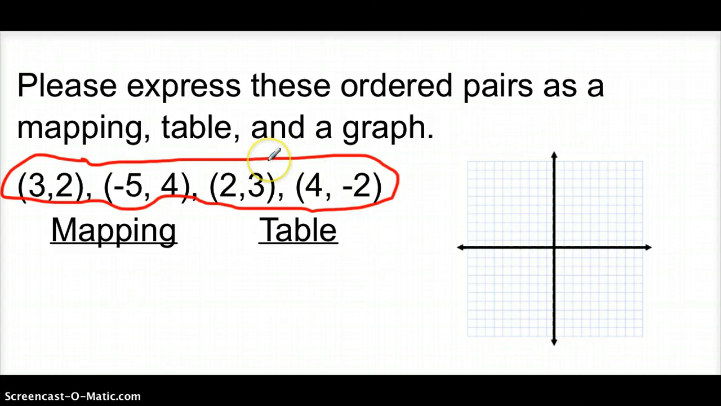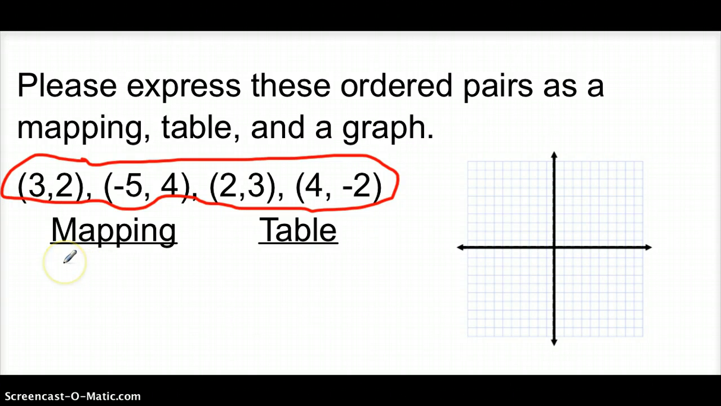Now, we're going to represent these ordered pairs in a little bit different way. First, let's look at a mapping. A mapping is just going to show how each element of the domain, and think of domain as these x values here, so 3, -5, 2, and 4, match up with the range. Let's go ahead and do this. We can list them in order from least to greatest. We can do it a lot of different ways. You can also just list them as you see them. Let's try doing it from least to greatest.